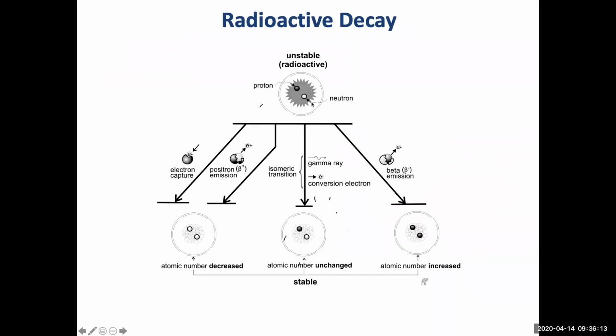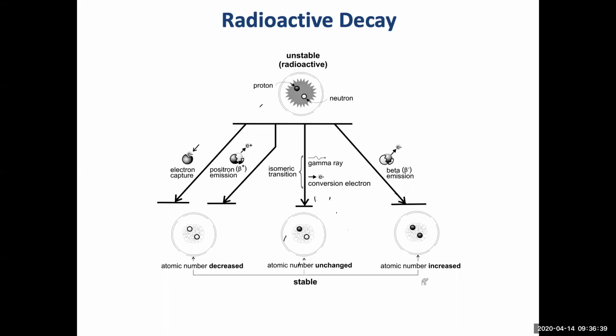A nucleus not in its stable state, if it has more energy, is unstable and will adjust itself until it is stable, either by ejecting a portion of its nucleus or by emitting energy in the form of photons. Energy from the nucleus is always gamma ray. This process is referred to as radioactive decay.